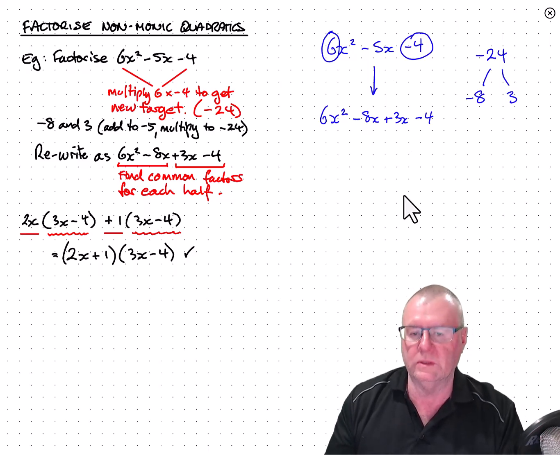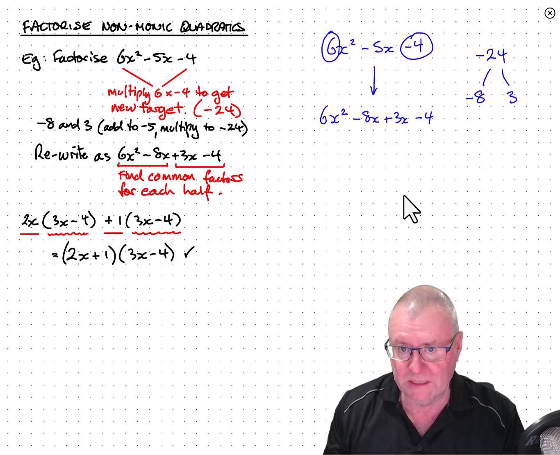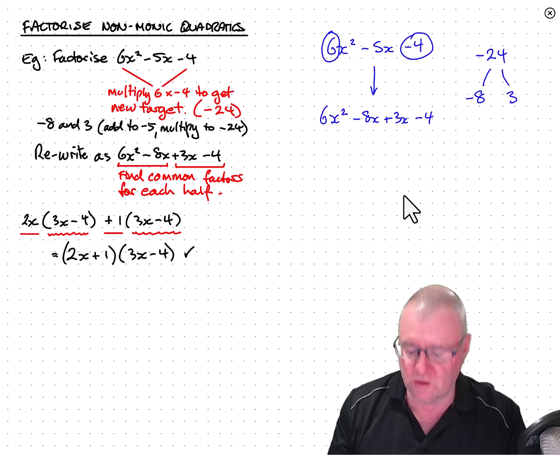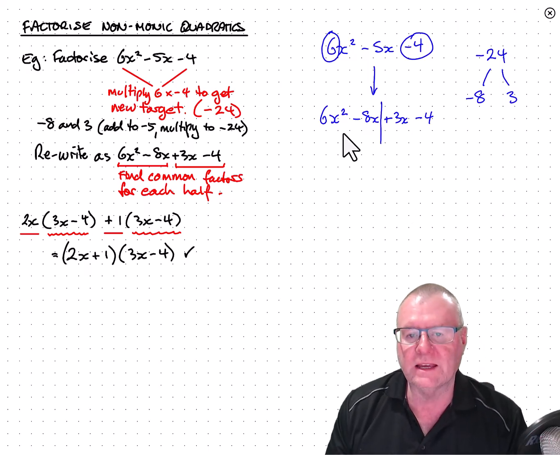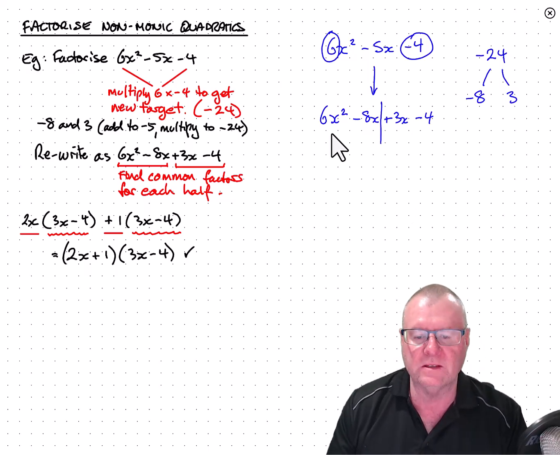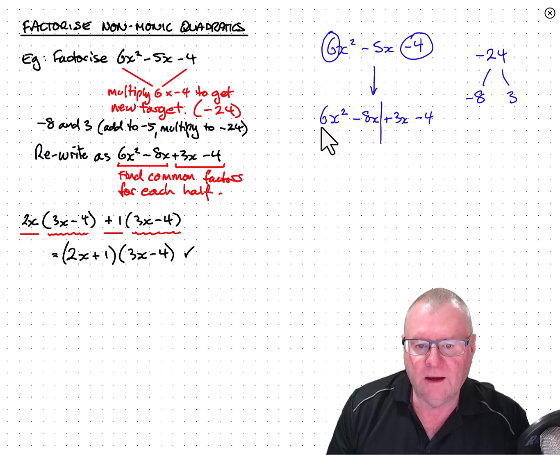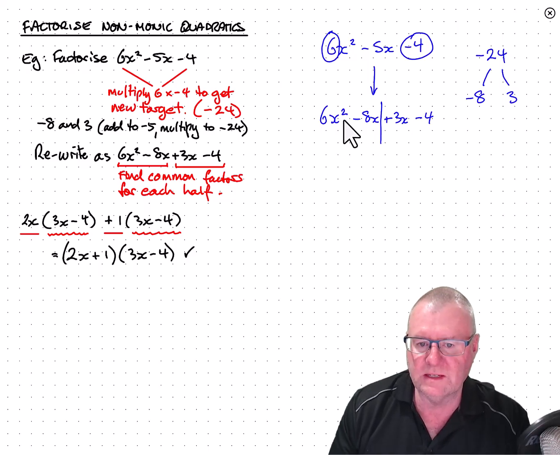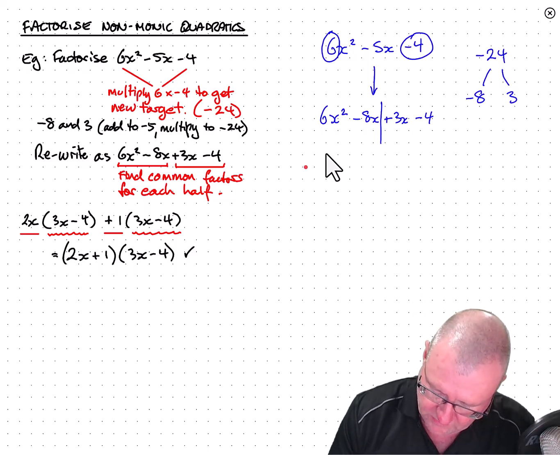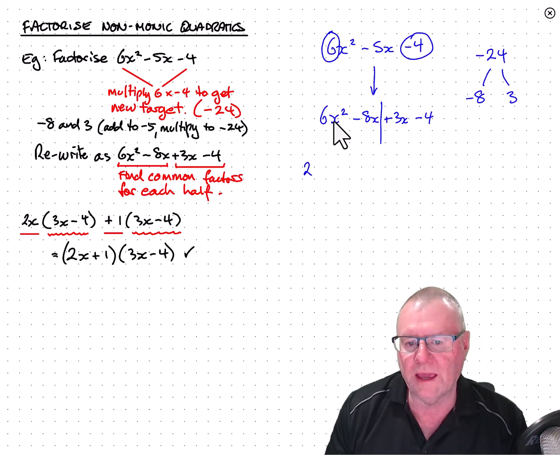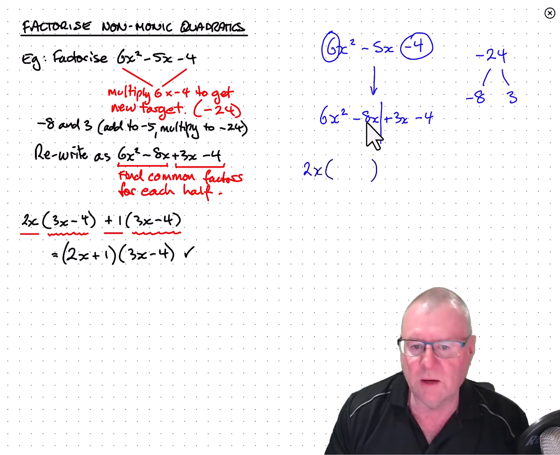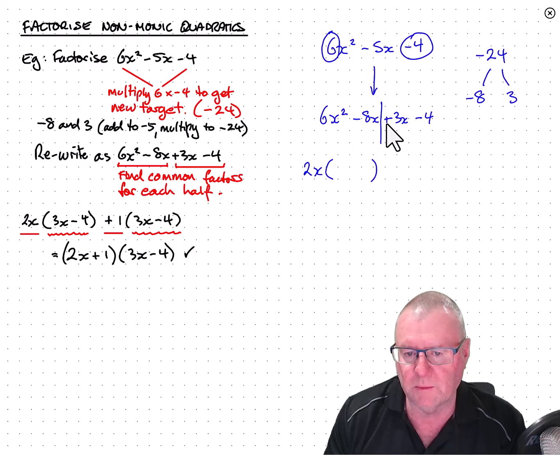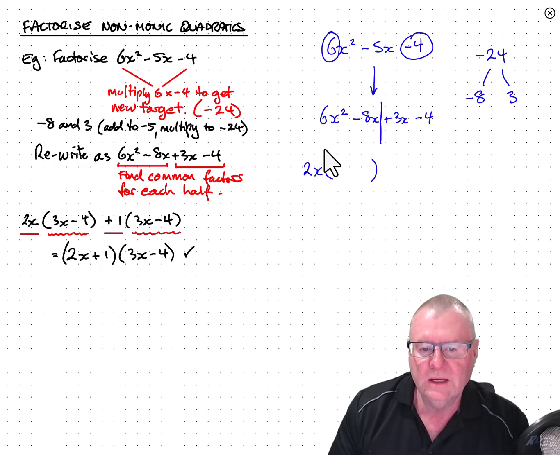Alright, why do we do it this way? We've split it up, and now I just want to focus on it in two halves. I'm going to focus on the first half and the second half, and I'm looking for any common factors I can take out. I can see that 2 fits into both 6 and 8, so I'm going to have a common factor of 2. Also, x fits into both of those, so I'm going to have a common factor of 2x. I'm just dealing with this first half. I'm ignoring the second half for the moment.